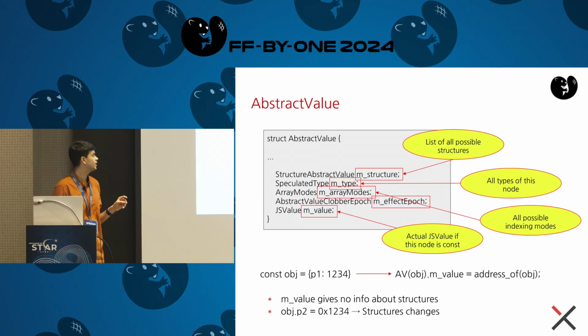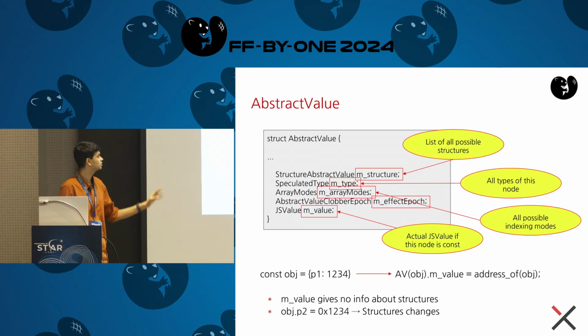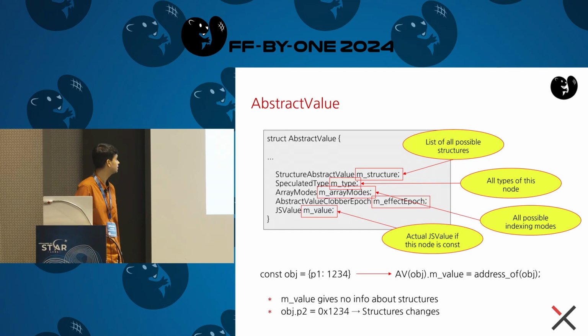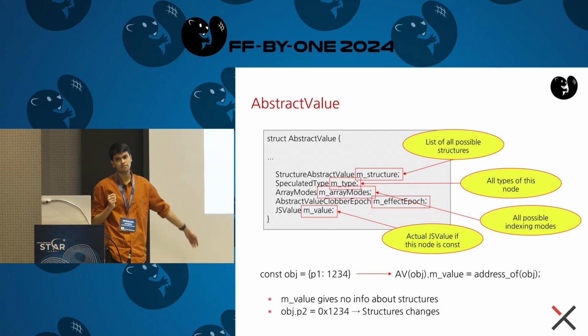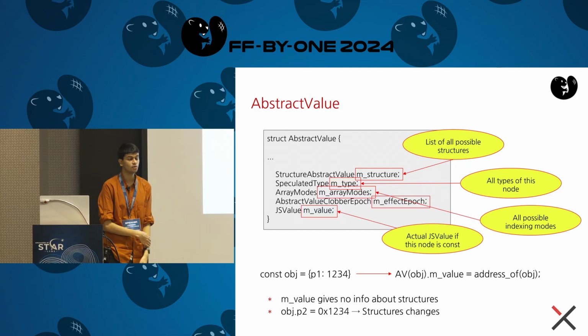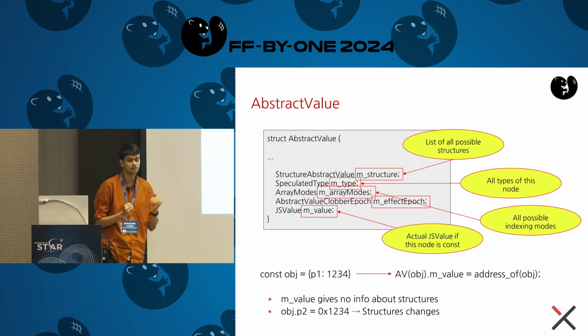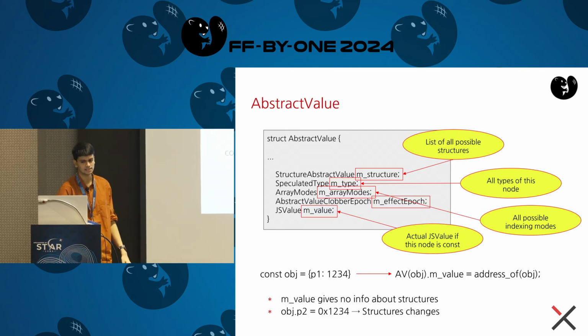We are going to skip the next 2 next to objects for the purpose of this presentation. Finally, we have the m value field. What it signifies is that it holds the address of an object if an object is constant. Let's do that with an example.